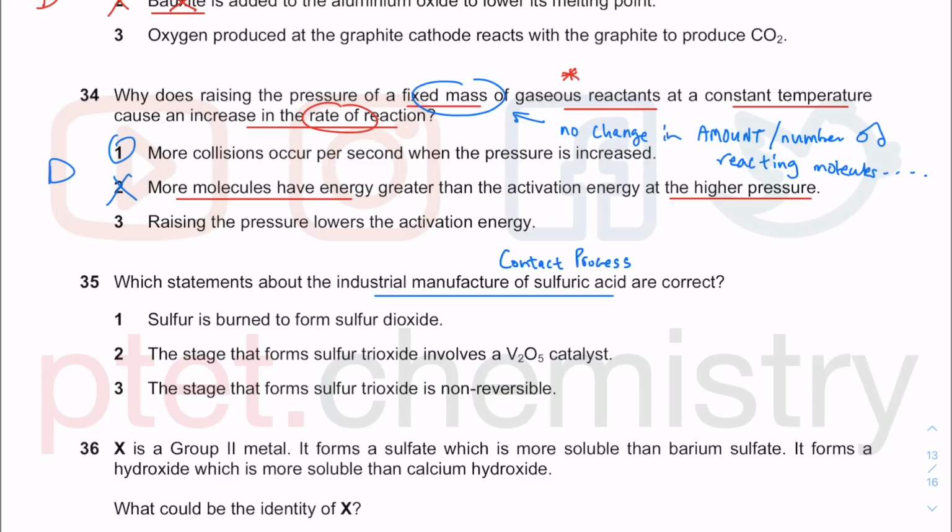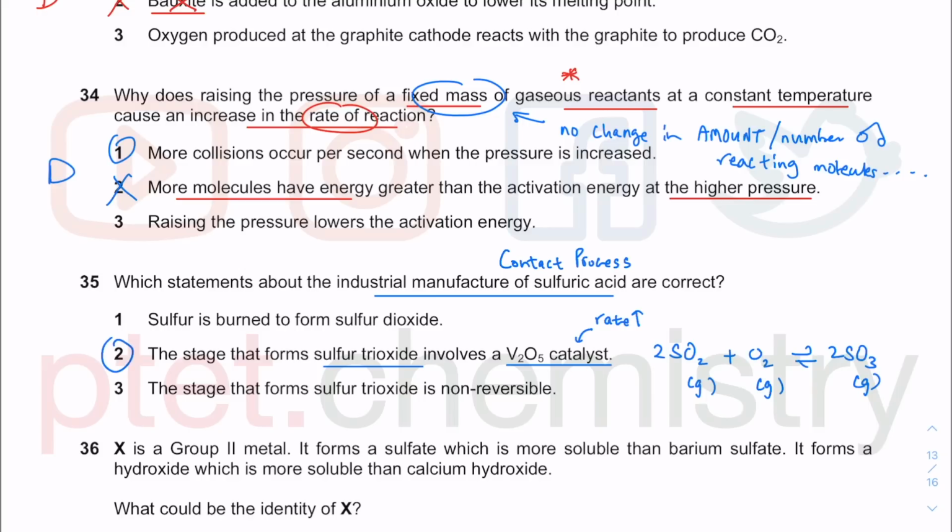Now the stage that forms the sulfur trioxide also involves a V2O5 catalyst. That is definitely correct, because that is a stage that is actually quite difficult to achieve as a result of being in equilibrium. In order to speed up the equilibrium, all the catalyst does is increase the rate of reaction without changing your position or your equilibrium yield. It just helps the reaction speed up a little bit more.